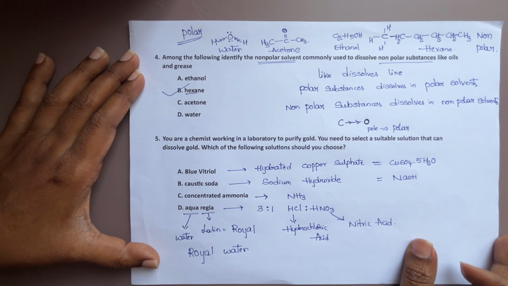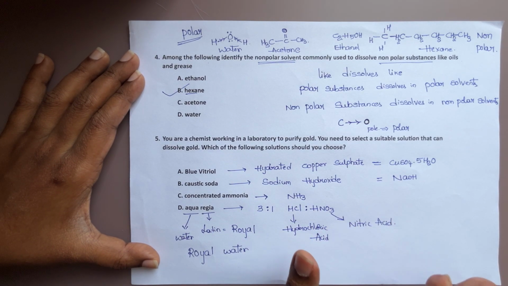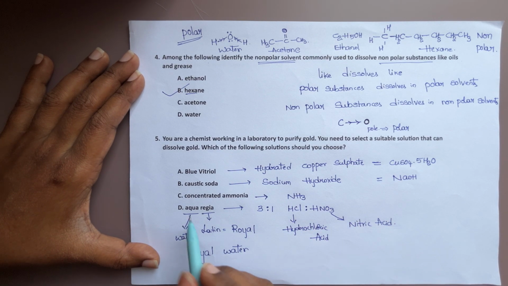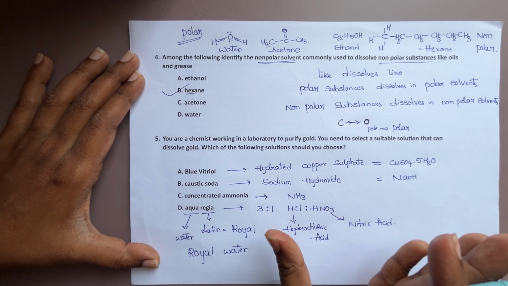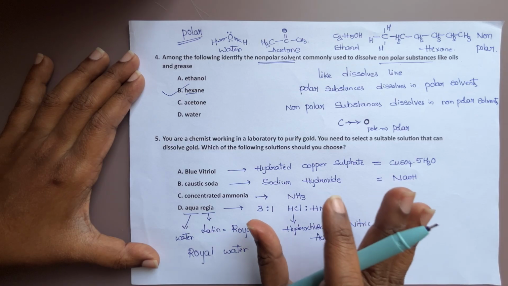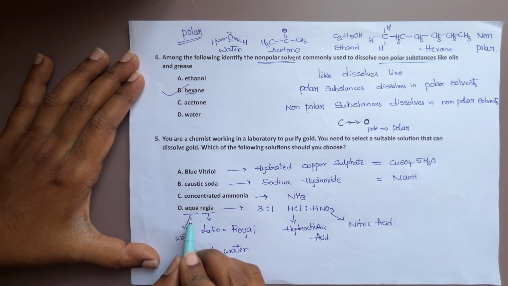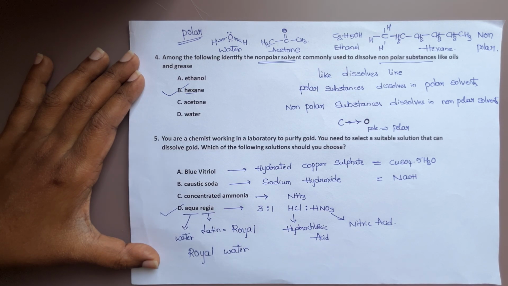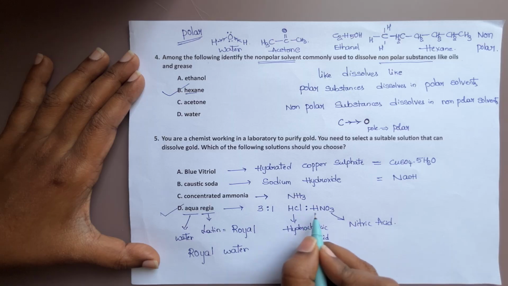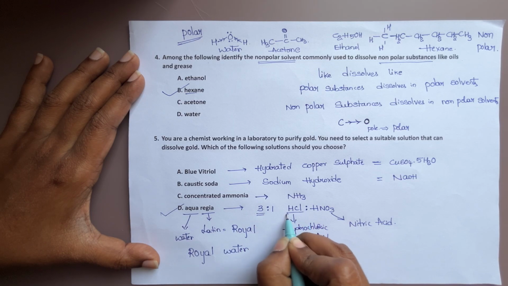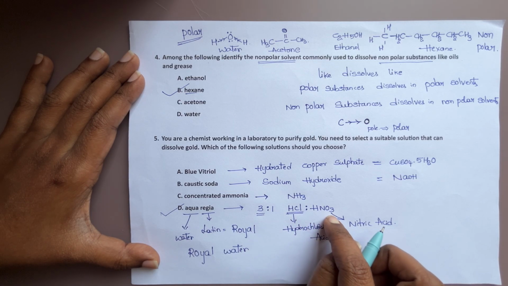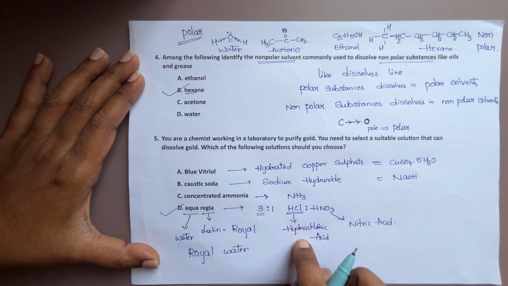See, in olden days, to avoid the theft of gold, they dissolved this gold in the aqua regia and stored it in solution form. After that, if they wanted, they would solidify all the solutions. So aqua regia is a solution which dissolves gold. Answer is aqua regia: 3 parts of HCl and 1 part of HNO3. HCl is hydrochloric acid, HNO3 is nitric acid.